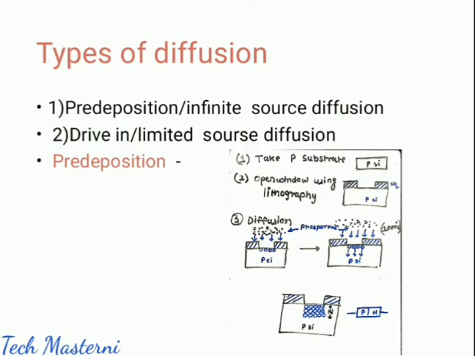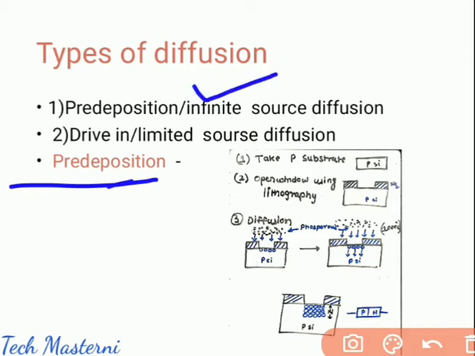So now let us first understand the predeposition process. As the name suggests, it is an infinite source diffusion. So the source of dopant is present as long as we want. There is no scarcity of the dopant. So that is why we call it infinite source diffusion.